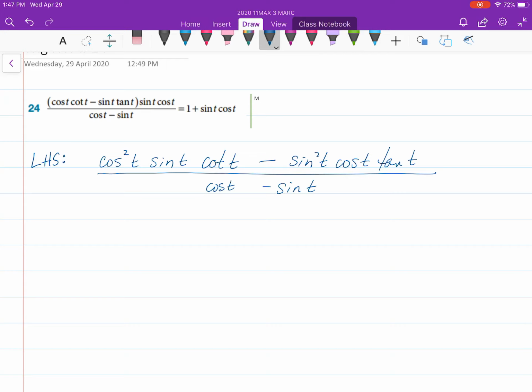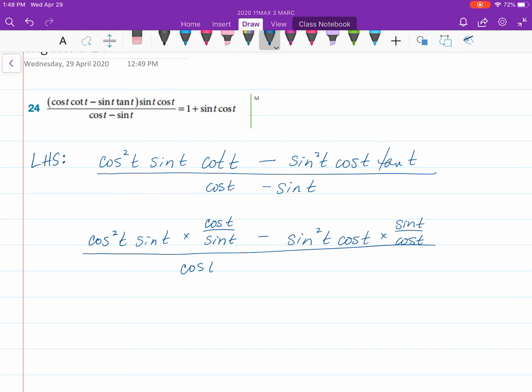I know that cotan is the same thing as 1 on tan, but considering I've got sines and cosines everywhere, I would prefer to use my ratio identity. So it's going to look like this. Cosine squared t times sine of t times that cotangent is going to be changed to cosine t on sine t, minus sine squared t times cosine t, and again that tan is going to be replaced with sine t on cosine t. And again, nothing to do with that denominator.